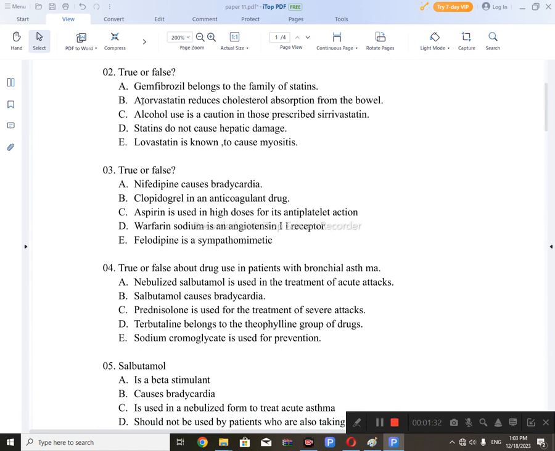True or false? Gemfibrozil belongs to the family of statins. False. Atorvastatin reduces cholesterol absorption from the bowel. False. Alcohol use in caution in those prescribed simvastatin. True. Statins do not cause hepatic damage. False. Lovastatin is known to cause myositis. True.